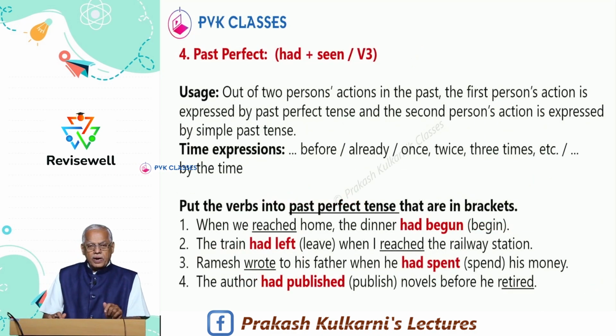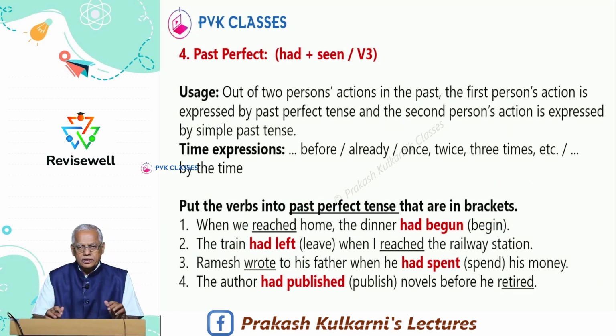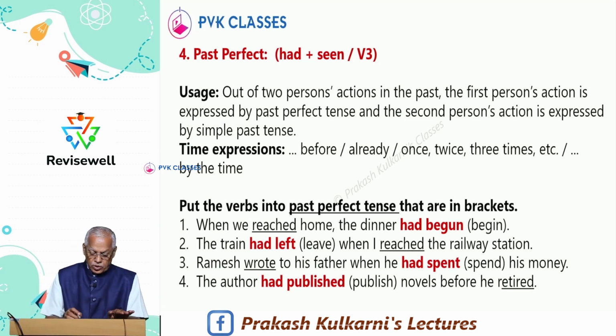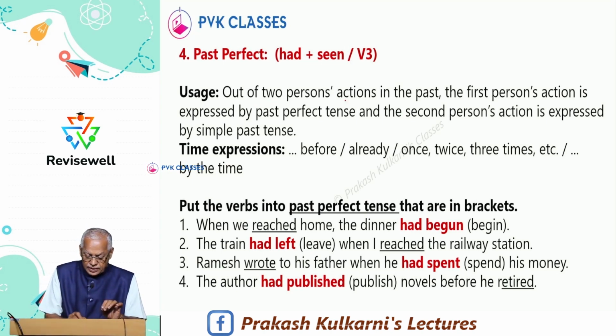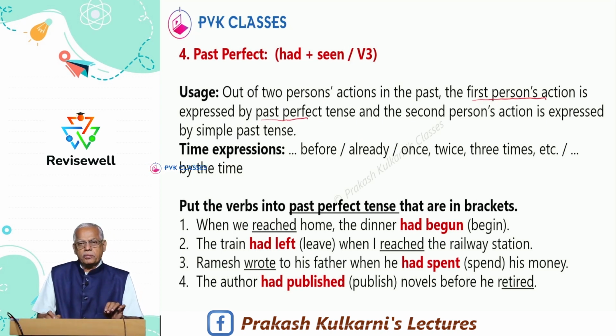Now coming to past perfect. Past perfect means in the past, the action was completed. So once again you remember, if there are two actions, the first person's action, the first out of the two, is expressed by past perfect tense.